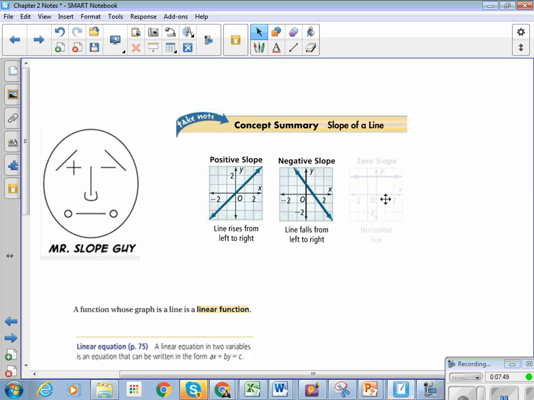All right, the next slope we want to look at is a horizontal line. This is when our slope is equal to 0. Because our Mr. Slope Guy is more of a meh personality, you're going to give him a meh mouth and a circle for his dimples. So this means when your slope is 0, your line is horizontal.